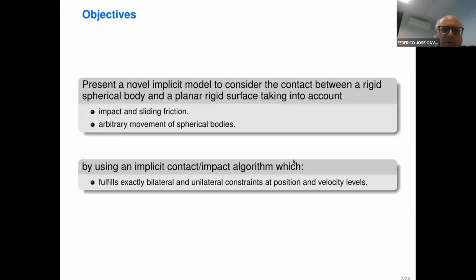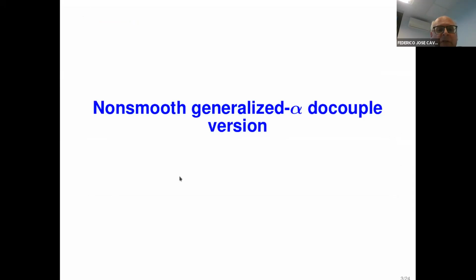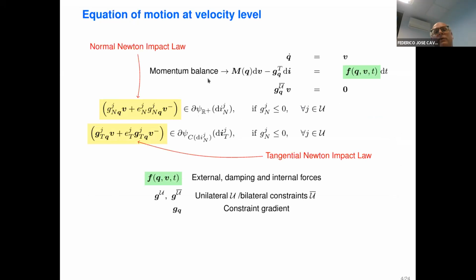So the objective of this work is to present a novel implicit model to consider contact between a rigid spherical body and a planar rigid surface, taking into account first impact and sliding friction, and second arbitrary movement of the spherical body in 3D. We use an implicit contact algorithm which fulfills exactly bilateral and unilateral constraints at position and velocity levels. So the general form of the equation of motion at velocity level is given by this set of equations.